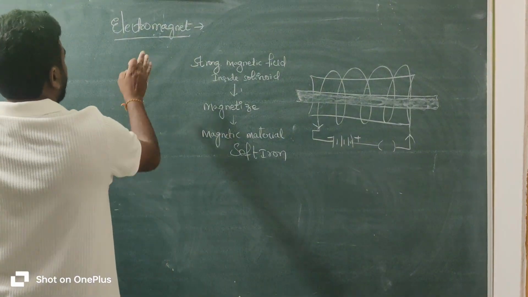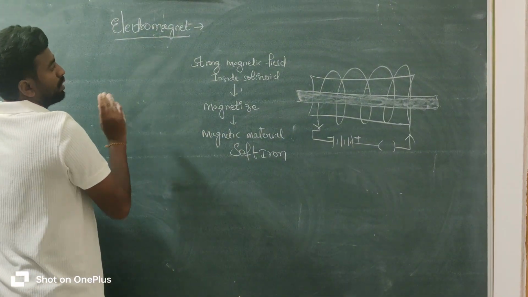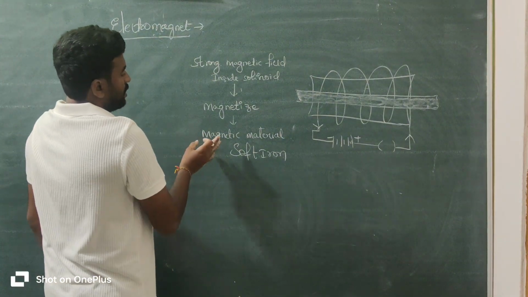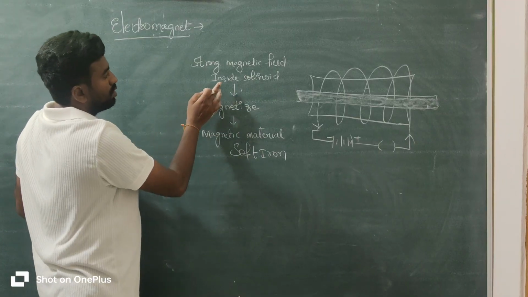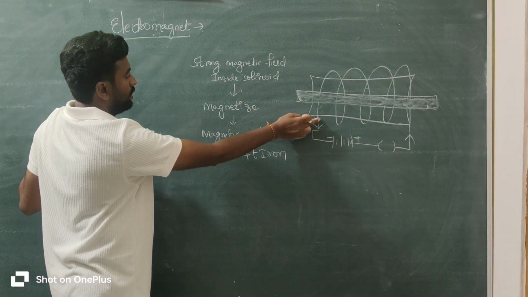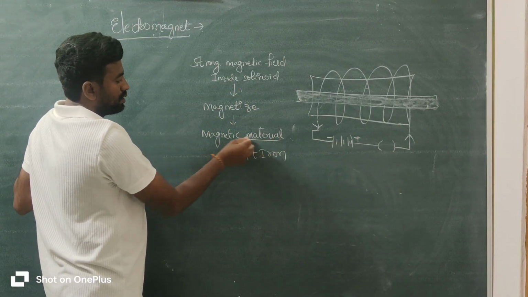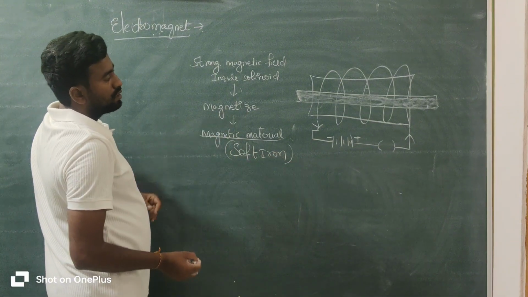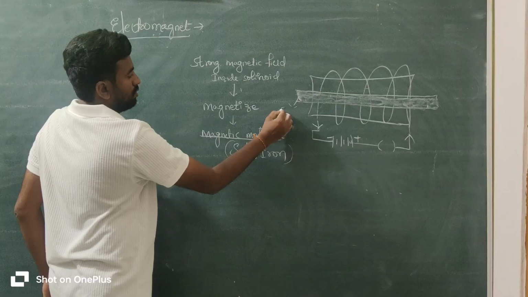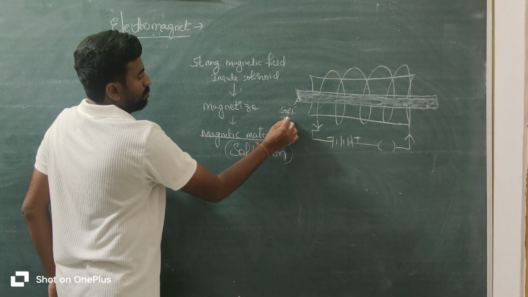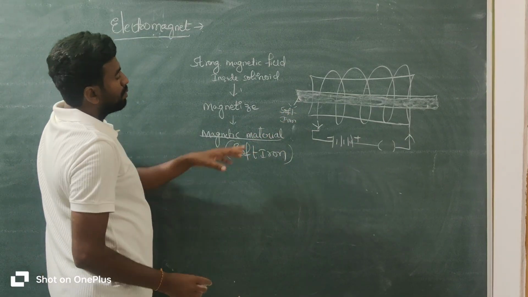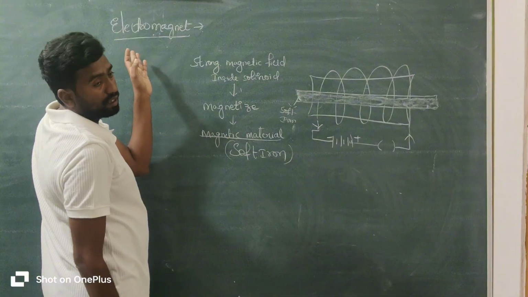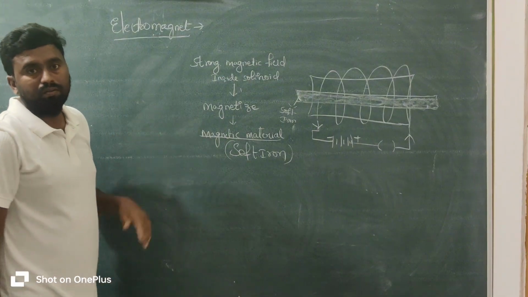Next, electromagnet. This is a temporary magnet. We use the strong magnetic field of a solenoid to magnetize a magnetic material like soft iron. This is soft iron. We magnetize it by using the magnetic field of the solenoid. We call it an electromagnet.